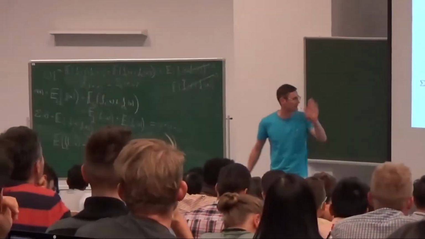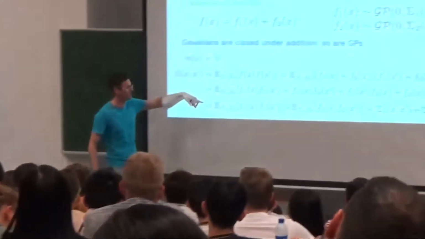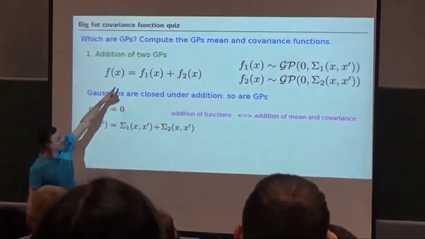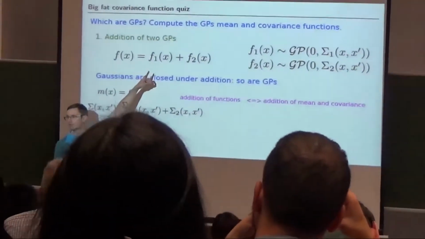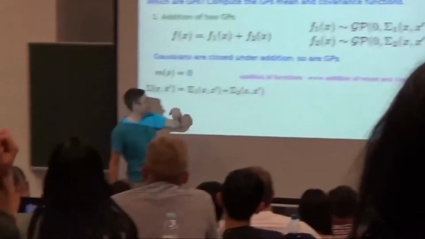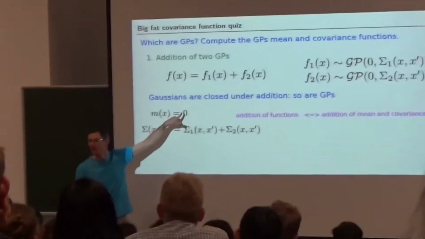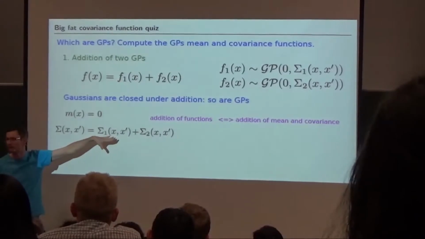So when you get the slides later, you don't need to keep your own notes. But the take-home point is that if we add two functions together and they're drawn from Gaussian processes, we get a new Gaussian process where we just add the means, which in this case is 0, and we add the covariances.